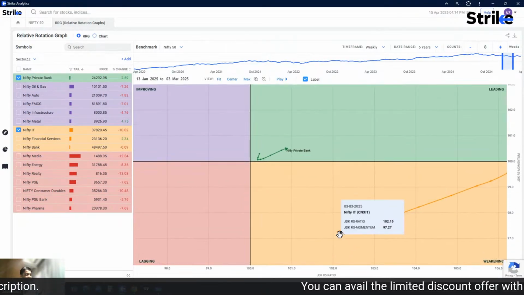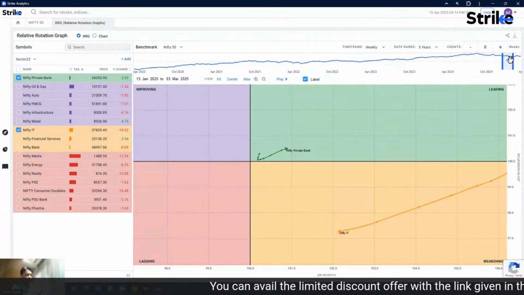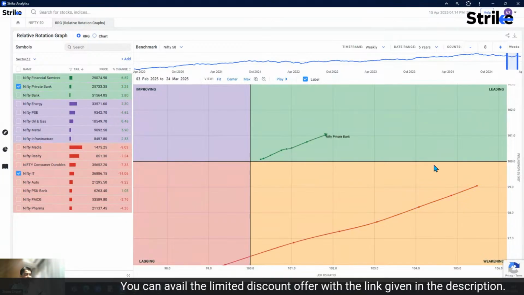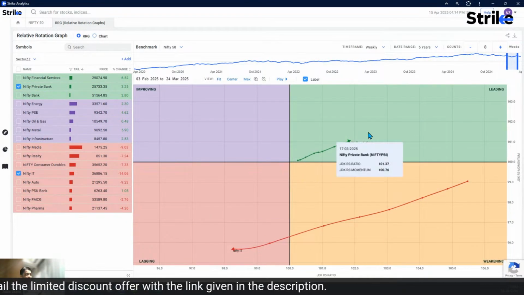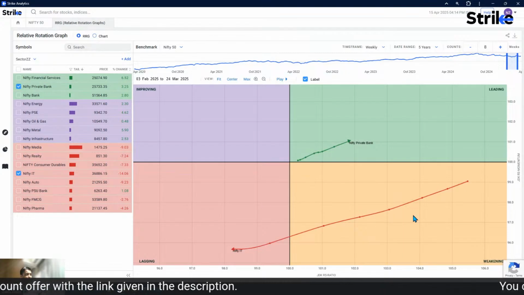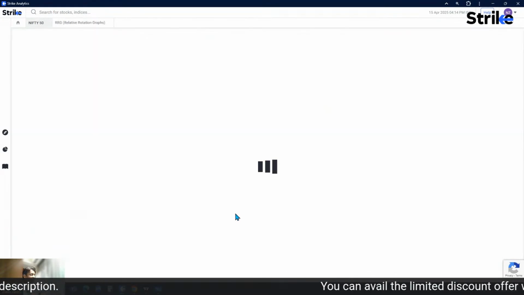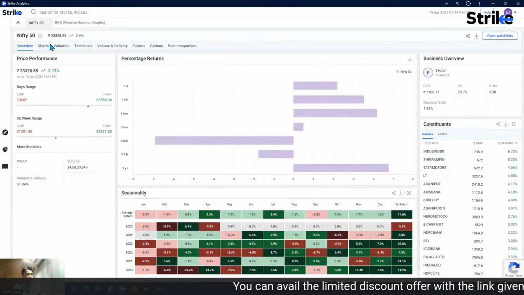Now here the things change. IT is now going down. And clearly it is in the lagging quadrant. And private bank is in the leading quadrant. So right now, if you want to invest, let's assume that Nifty has given a turnaround.